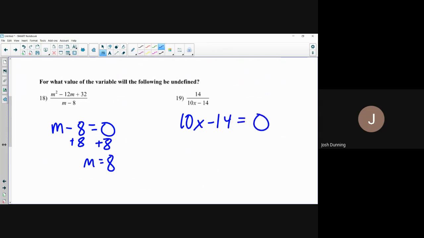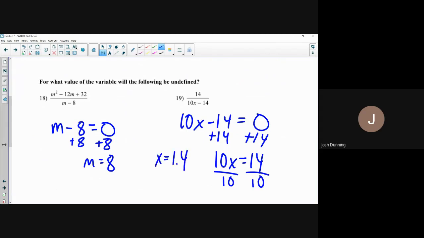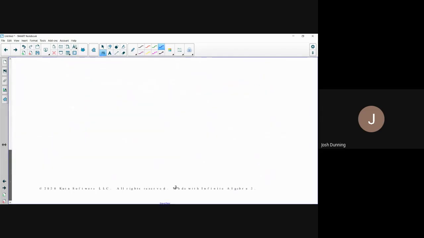This is a two-step equation. Add 14. Divide by 10. You get 1.4. And that is it.